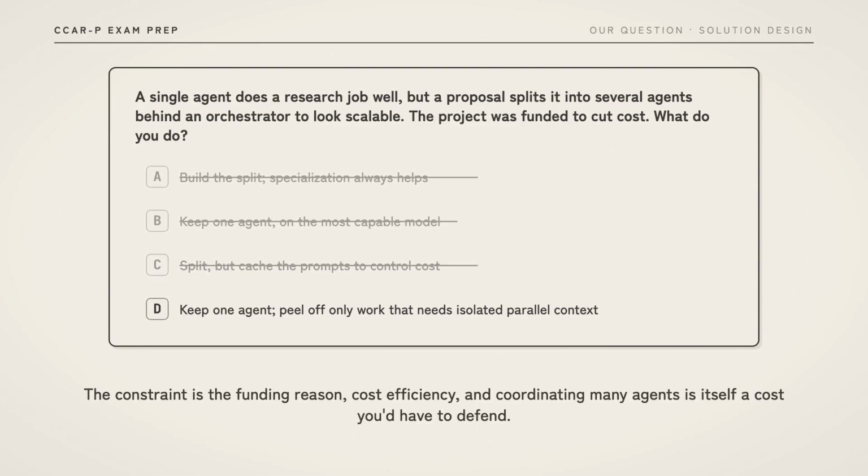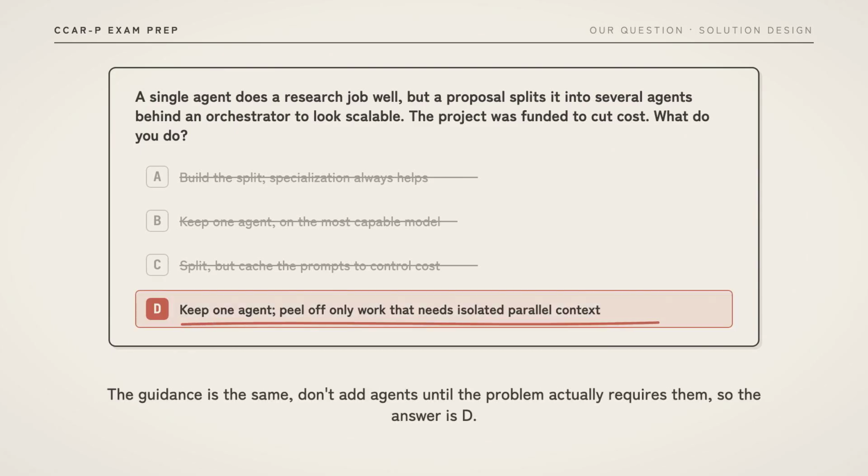The constraint is the funding reason. Cost efficiency, and coordinating many agents is itself a cost you'd have to defend. The guidance is the same: don't add agents until the problem actually requires them. So the answer is D.